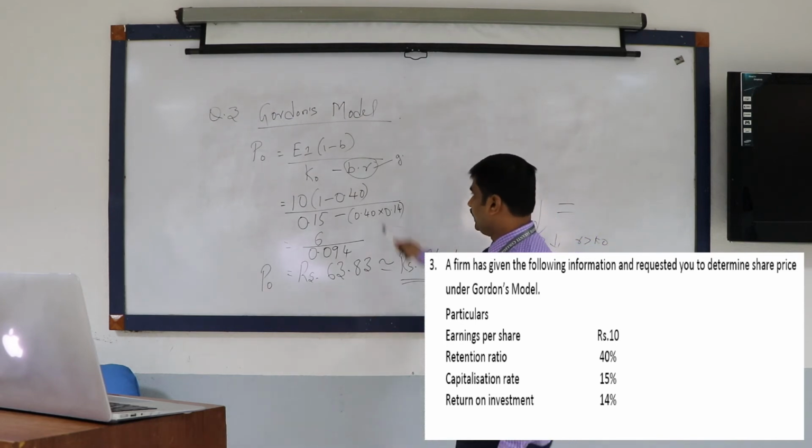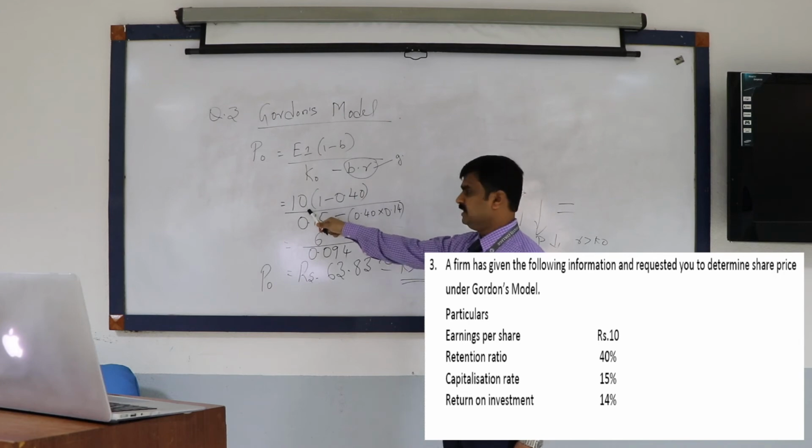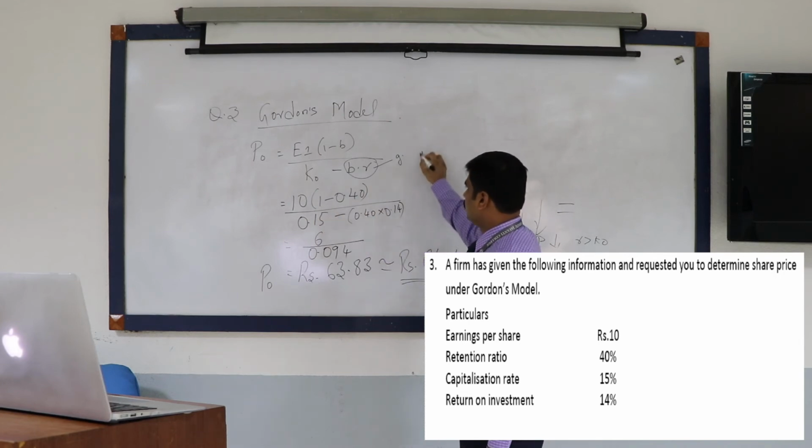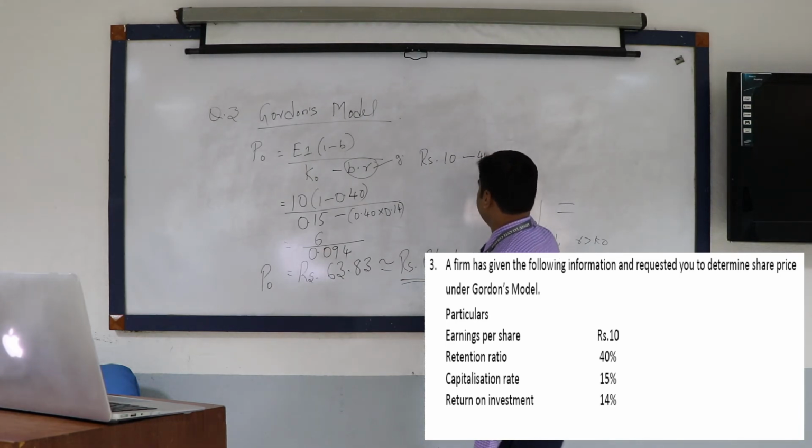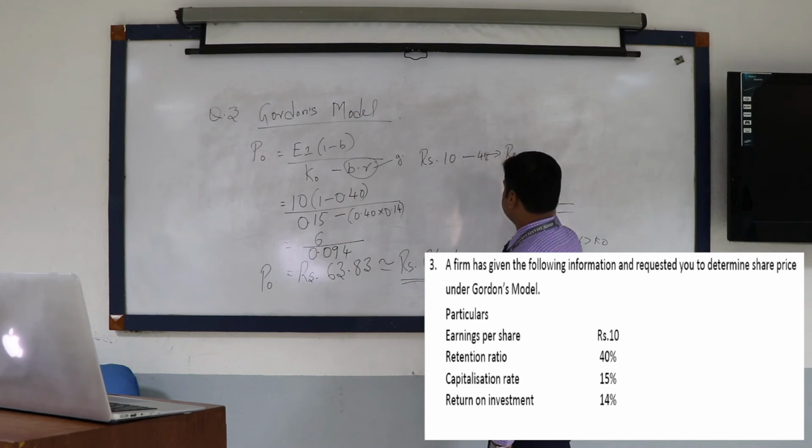Got it? When your retention ratio is 40% and your earning is 10 rupees, out of 10 rupees I'm keeping 4 rupees as retention, and the remaining 6 rupees will be dividend.